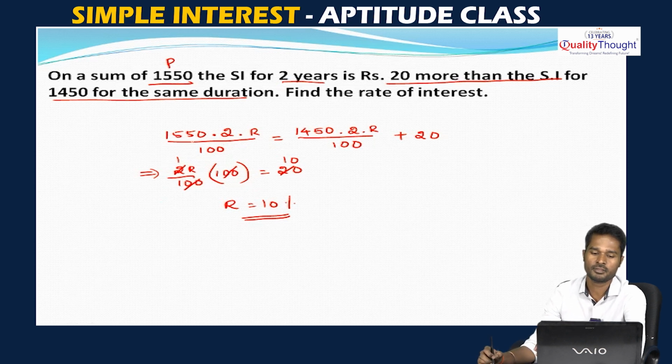Just to simplify the things, 1550 minus 1450 is 100. So, 2r by 100. So, 100 will cancel. So, 2 ones are 2, 2 tens are 20. So, rate of interest is 10 percent.